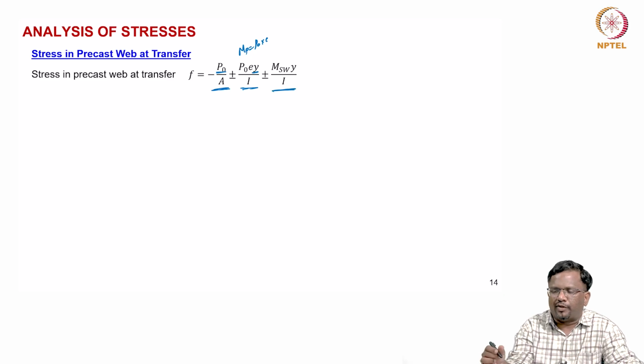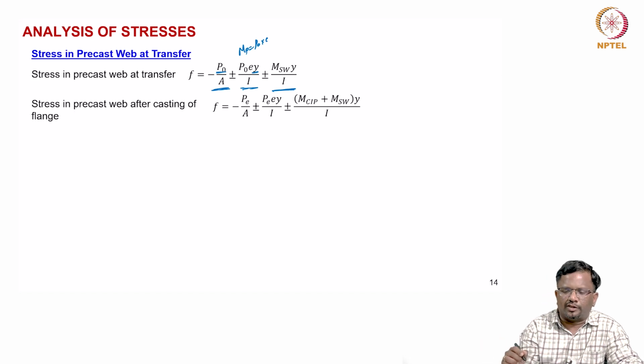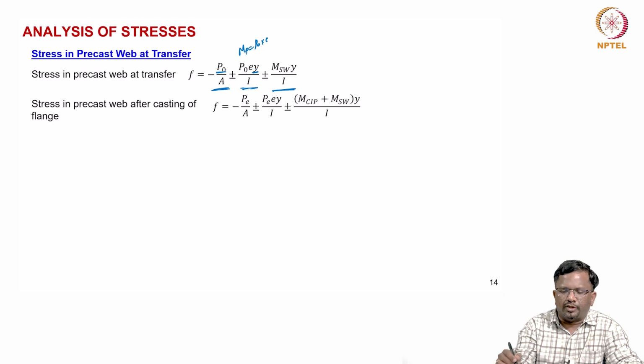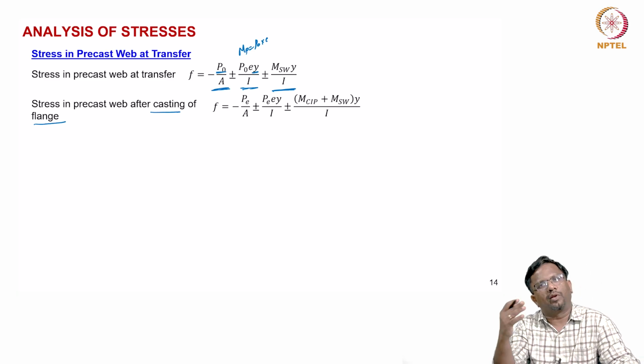Then you have the self-weight moment. Okay, all three of them are acting in the precast web at transfer. Now, the stress in the precast web after casting of the flange is this. So, basically when you are looking at casting of the flange or the deck slab, again further losses would have happened.